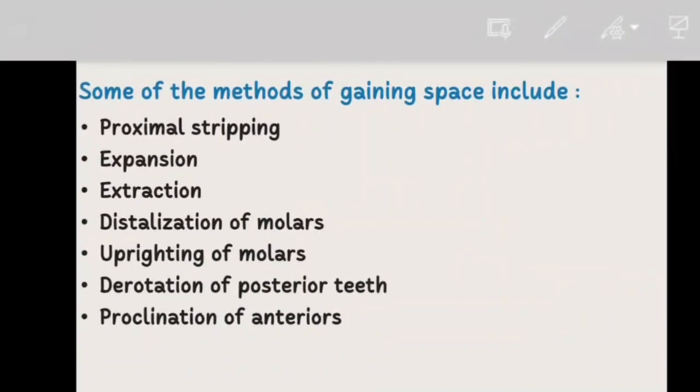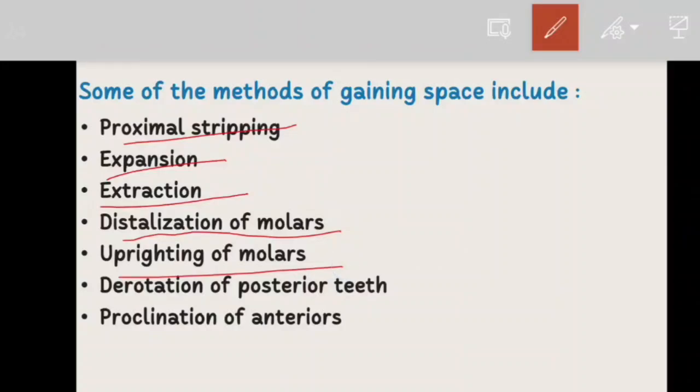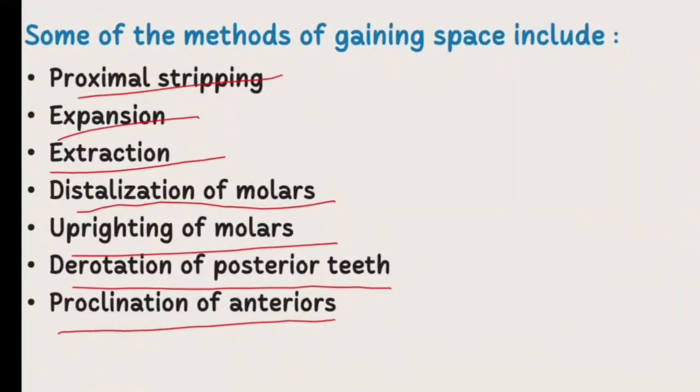So first, let's see the list. What are the methods of gaining space? It includes proximal stripping, expansion, extraction, distalization of the molar, uprighting of the molar, derotation of the posterior teeth, and the last one is proclination of the anterior. So which method do you think is used most commonly? We will reach there soon.